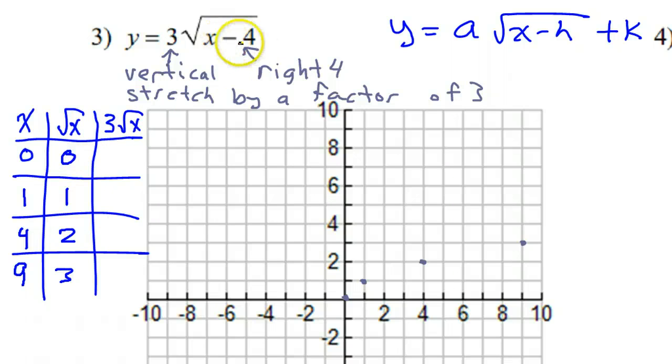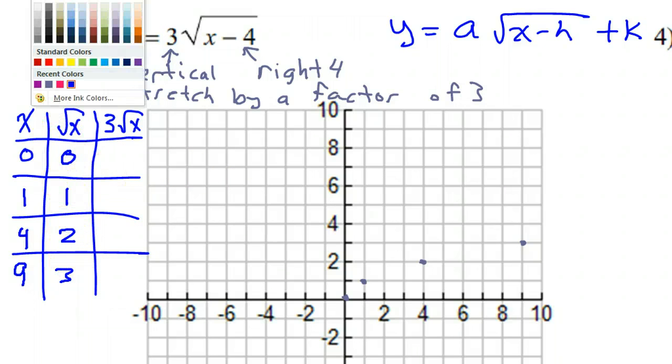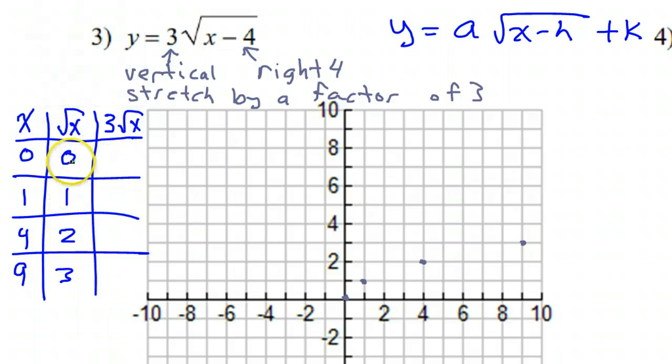So the only thing I'm not doing is I'm going to save the vertical and horizontal translation, the shifting. I'm going to save that and do that by hand. But any a value, I would go ahead and do that on the table. So if I multiply all these by 3, then of course 0 times 3 is still 0, 1 times 3 will be 3, 2 times 3 will be 6, and 3 times 3 will be 9. So these are the values that I'm going to graph instead of these.